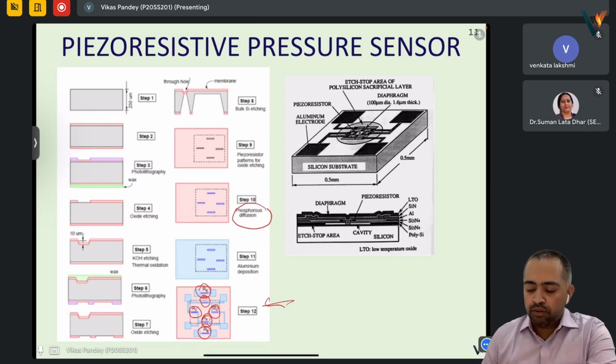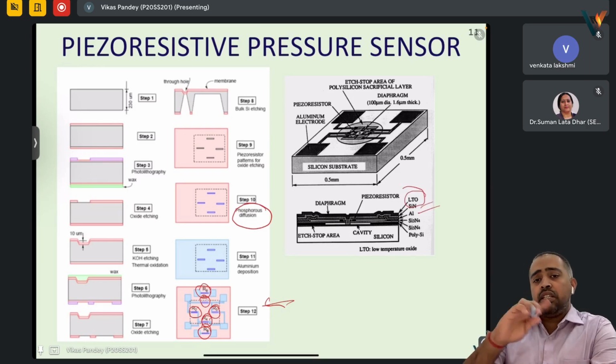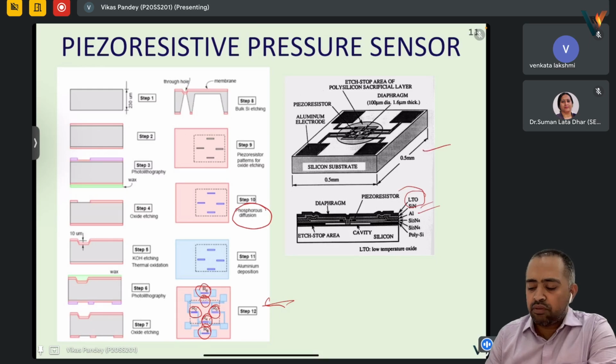Okay, then you see how many metal layers are put. Aluminum, then on top again silicon nitride is used, then again it is covered, and at last we get a structure like this.